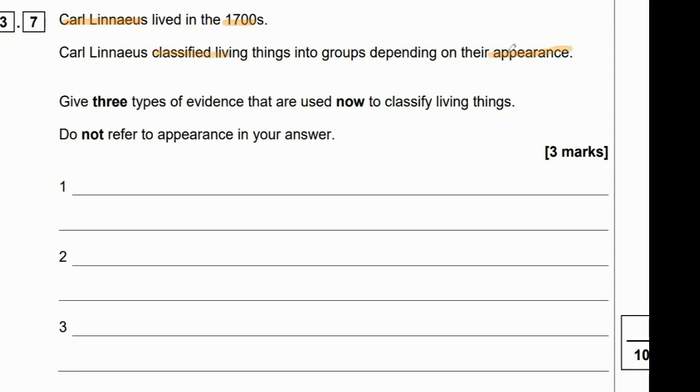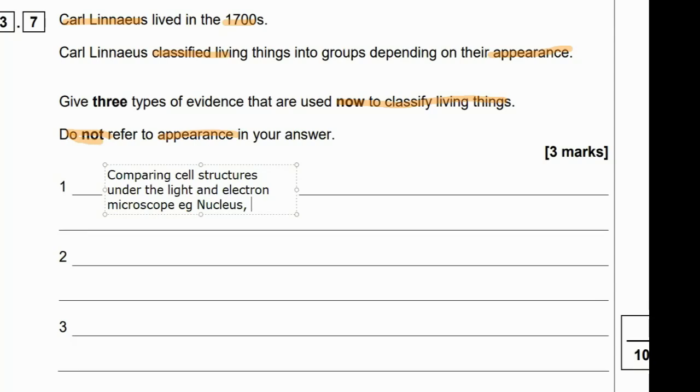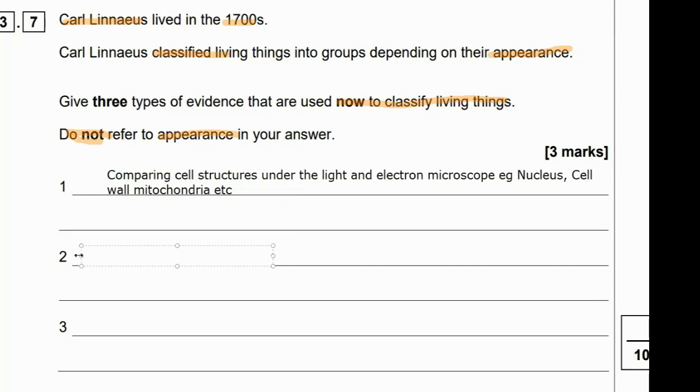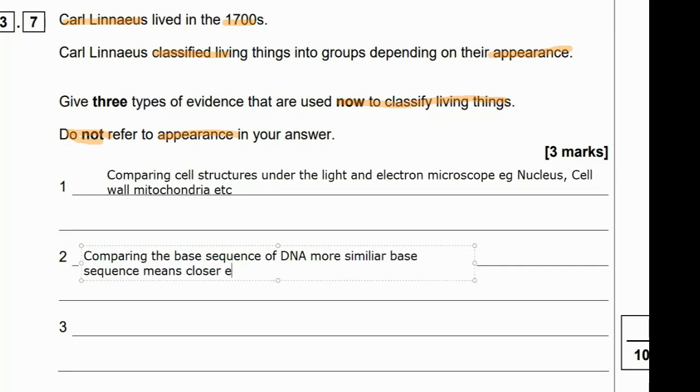Moving on, 3.7. Carl Linnaeus lived in the 1700s. Carl Linnaeus classified things into groups depending on their appearance. Give three types of evidence that are now used to classify things. Do not refer to appearance in your answer. So, three ways we can compare how similar things are and group them. We can use light microscopes to see if there's a nucleus or cell wall in both organisms. We can use the electron microscope to see smaller things like mitochondria or ribosomes, and we can compare those when grouping things. We can also look at the DNA base sequence and see how similar the DNA is between two organisms, so between humans and chimpanzees, and see how closely related they are.